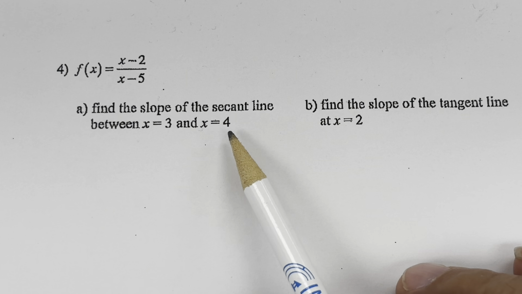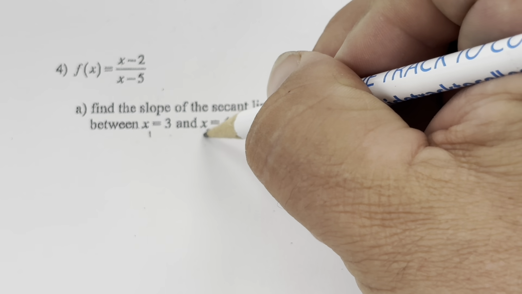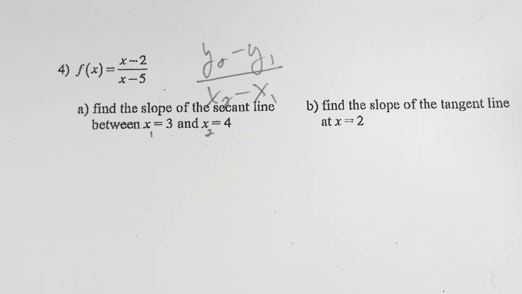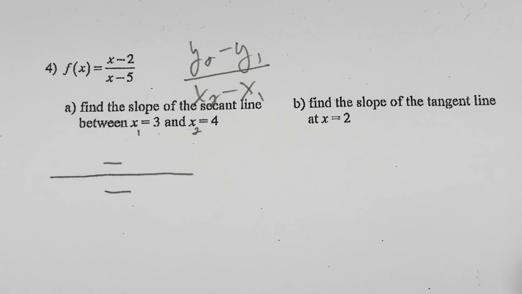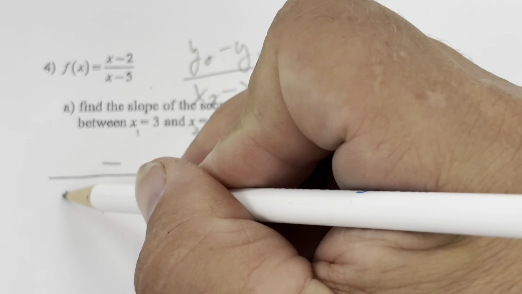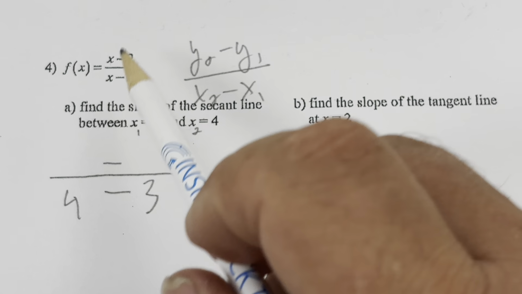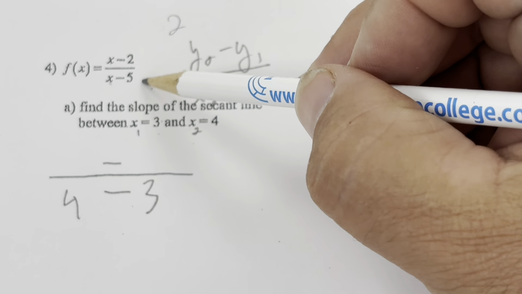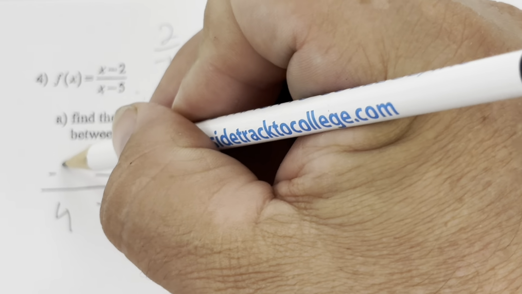Find the slope of the secant line between 3 and 4. So again, this is x sub 1, this is x sub 2, y sub 2 minus y sub 1 over x sub 2 minus x sub 1. So I'm going to set up my cute little slope template for average rate of change. I already have the x sub 2, it goes on the bottom left. The x sub 1, it goes on the bottom right. We're going to plug a 4 in, so 4 minus 2, that's 2. 4 minus 5, that's -1. So that's going to generate a -2.